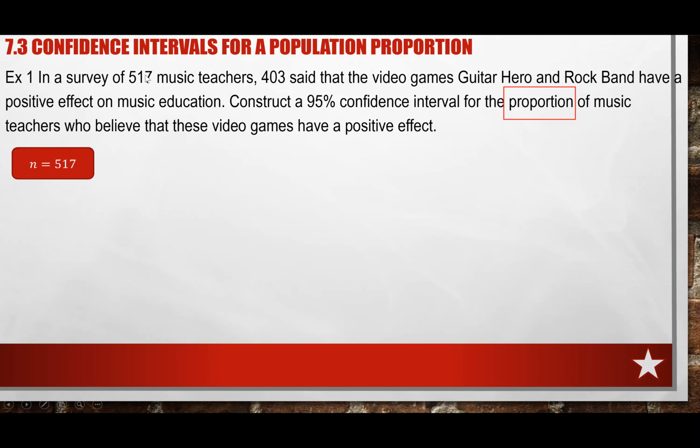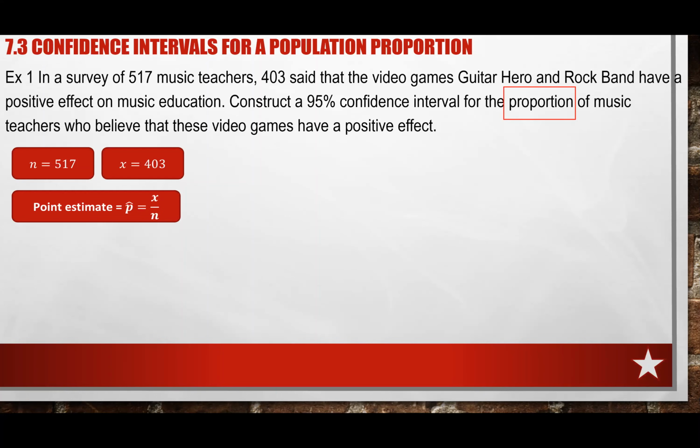How many people agree that it has a positive effect? That is your X, which is 403. Now we can find p hat, which is X divided by N, which is 403 divided by 517. This will be your point estimator. This is the point that you want to use to estimate the population proportion.